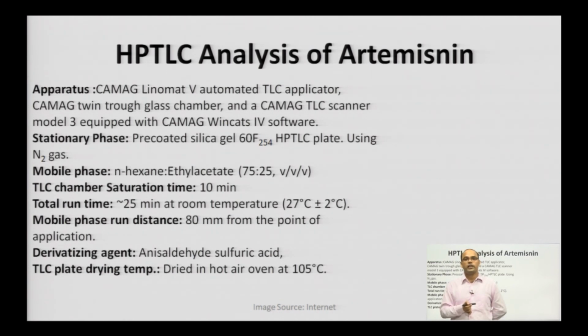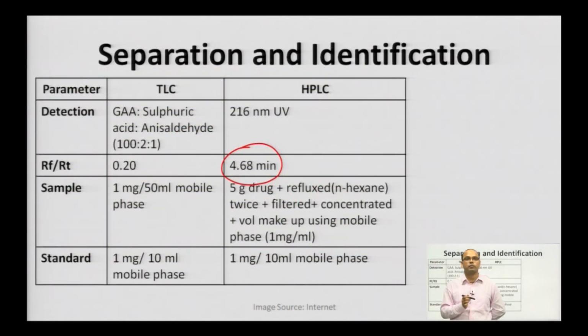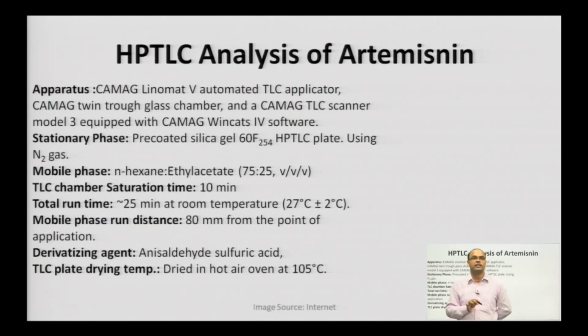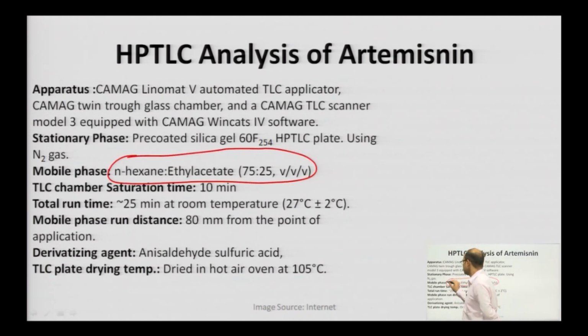Mobile phase, here for HPTLC analysis we have used n-hexane ethyl acetate in the ratio of 75:25. So, we have performed the TLC analysis. Here also we have performed the TLC analysis. We have used n-hexane diethyl ether, and here also we have performed the TLC analysis, and here we have used n-hexane ethyl acetate. So, the solvent system varies from technique to technique which we are going to perform.